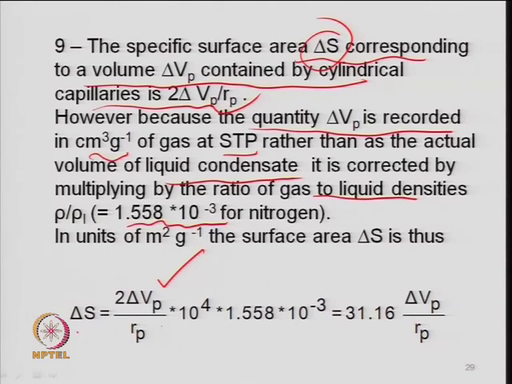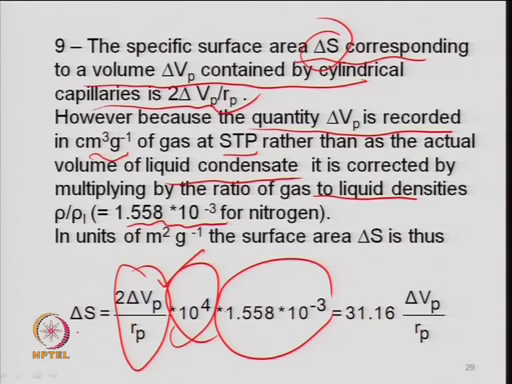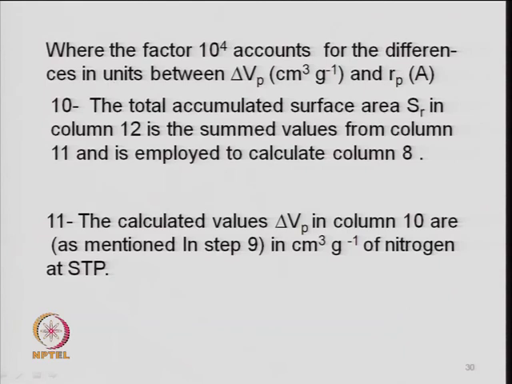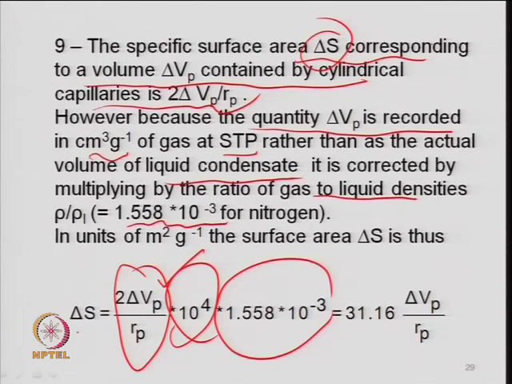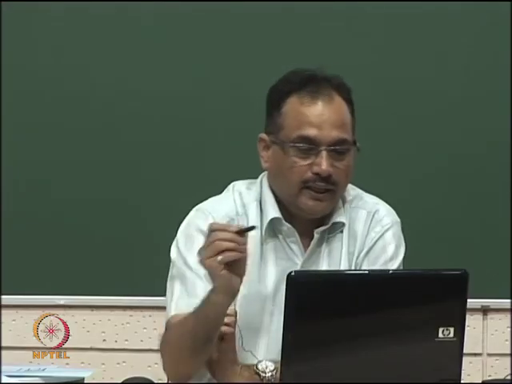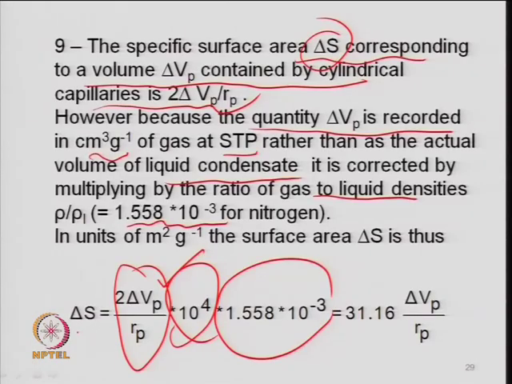So, delta S is equal to 2 times delta V p by R p in general, and this is calculated at standard condition. So, 1.5 into 10 to the minus 3 change. This 10 to the 4 has been introduced because there is a difference: this is in centimeter cube per gram and this is in angstrom unit. So, just to take care of this. V is in centimeter cube per gram, most of the time pore volume we report in centimeter cube per gram, and radius is reported in angstrom. Just to take care of that, a factor 10 to the 4 will come into the picture. So, roughly it is 31.16 or 31.2 delta V p upon R.